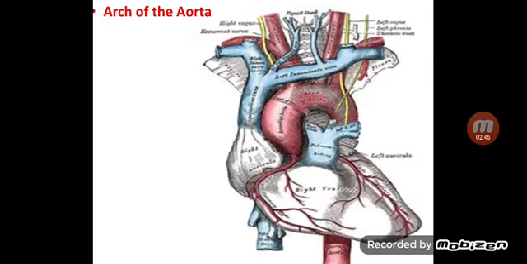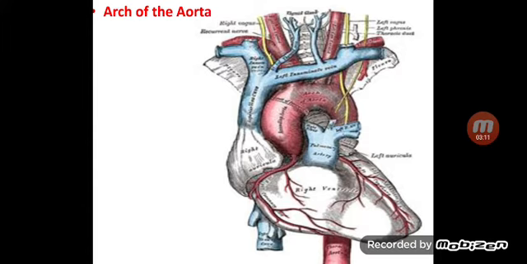The arch of aorta starts at the level of the sternal angle. We said that from the base of the left ventricle to the sternal angle, this is the ascending aorta. Now let us continue from the level of the sternal angle. It lies behind the manubrium sterni. Pay attention to its arching.